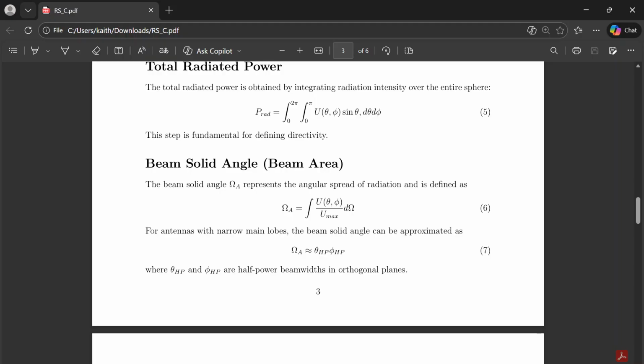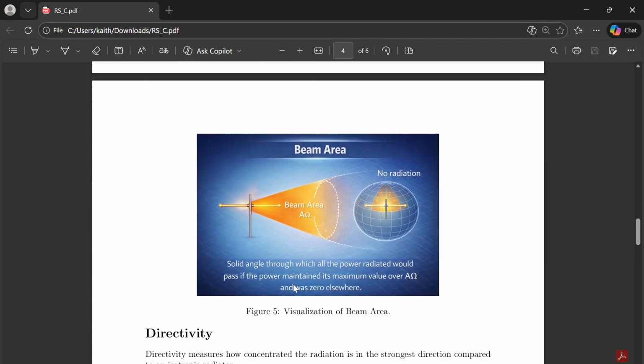For antennas with narrow main lobes, the beam solid angle can be approximated as theta HP multiplied by phi HP, where theta HP and phi HP are the half power beam widths in orthogonal planes. So this is the visualization of the beam area. As you can see, the beam area is the solid angle through which all the power radiated would pass if the power maintains its maximum value over there and is zero elsewhere.